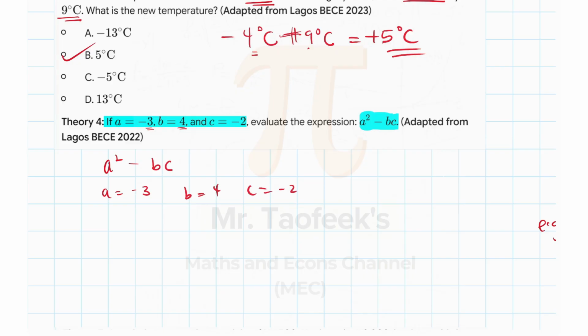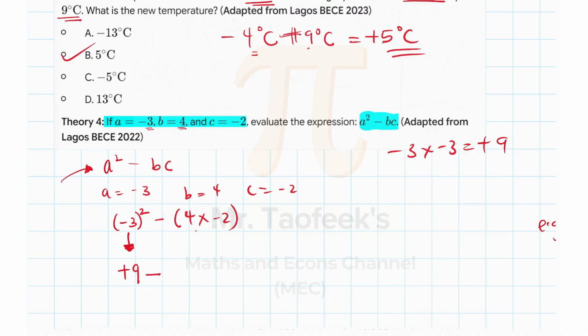So we'll plug their values into what? Into this expression here. So A, which is -3 squared, take away B, I'd like to put this in a bracket as well, -4 times -2. So directed numbers. -3 squared, which is the first one. -3 squared just means -3 times -3. The signs are the same. My answer will be positive. 3 times 3 is 9. So I got positive 9, right?